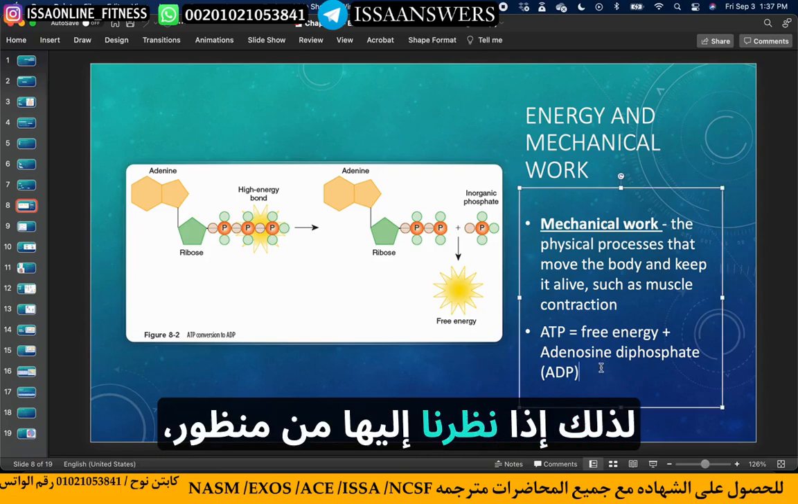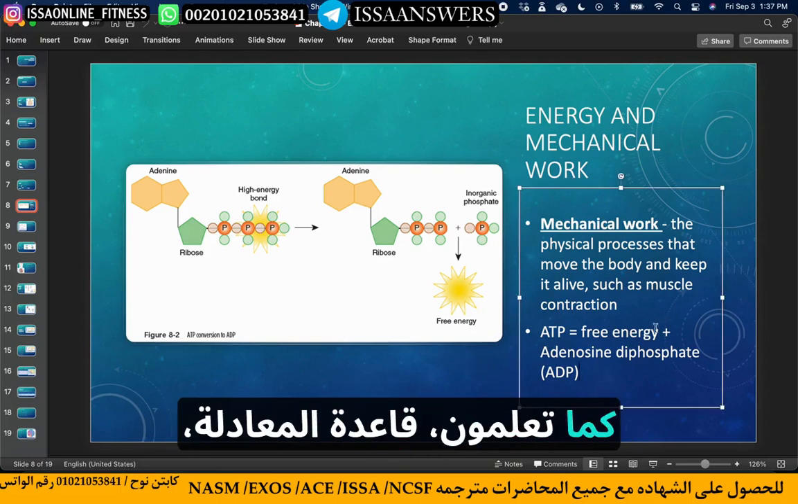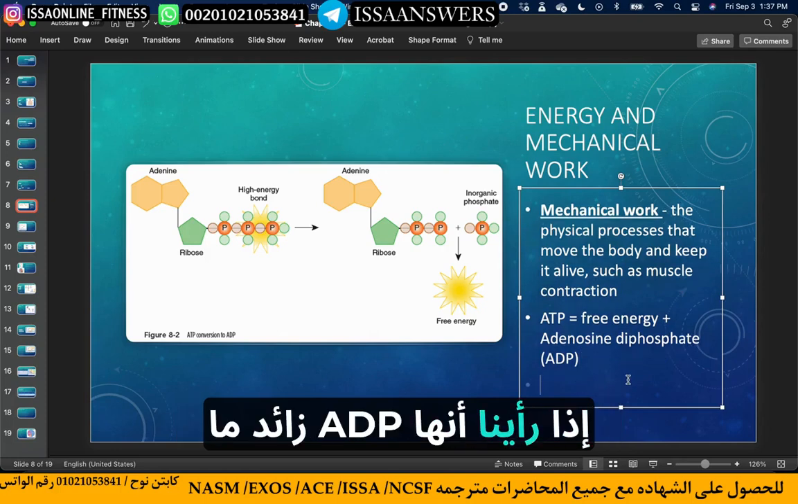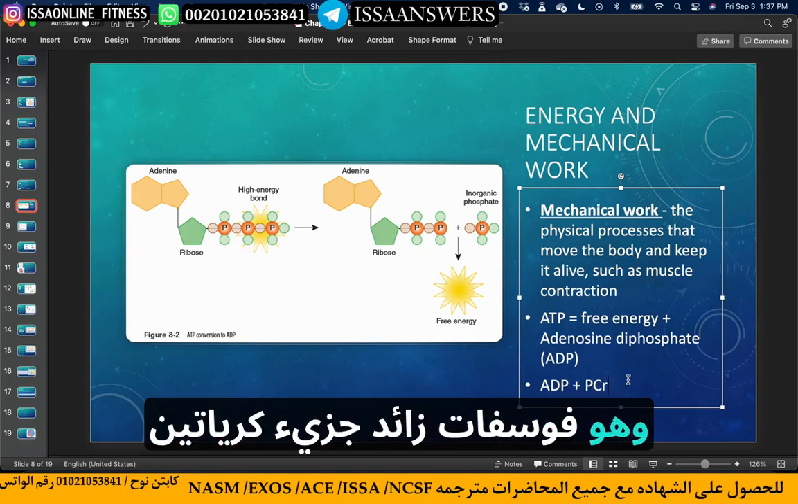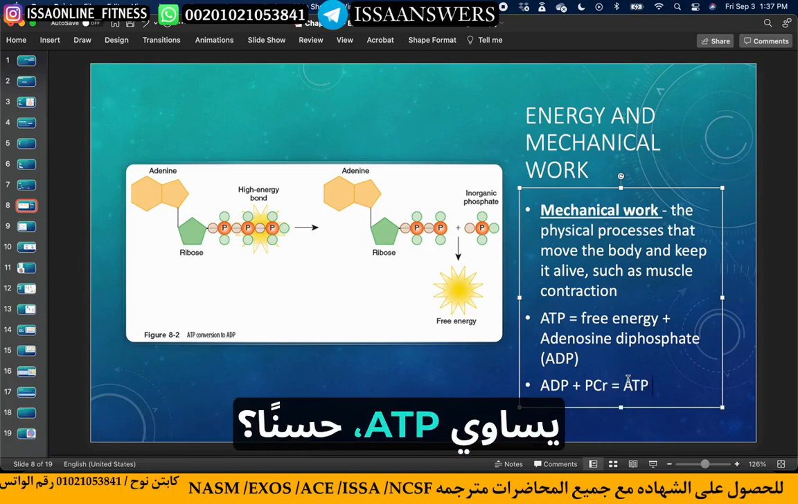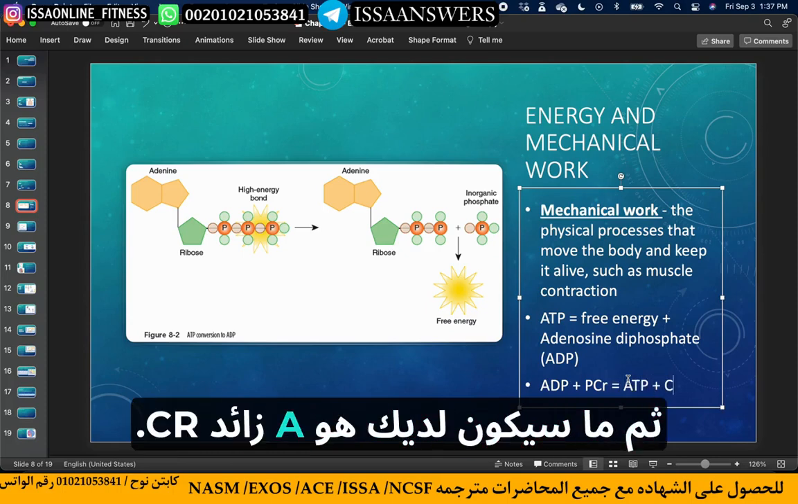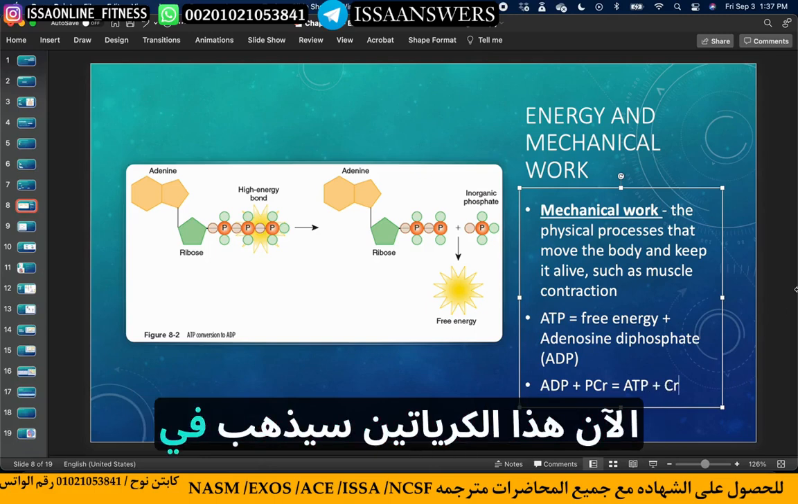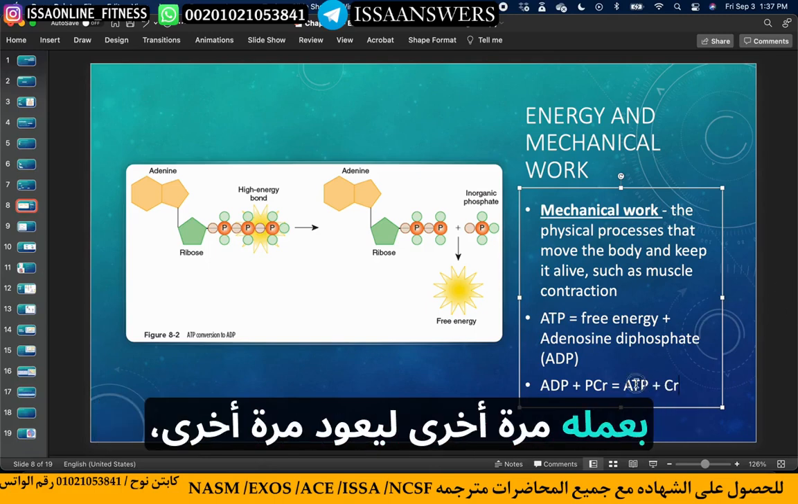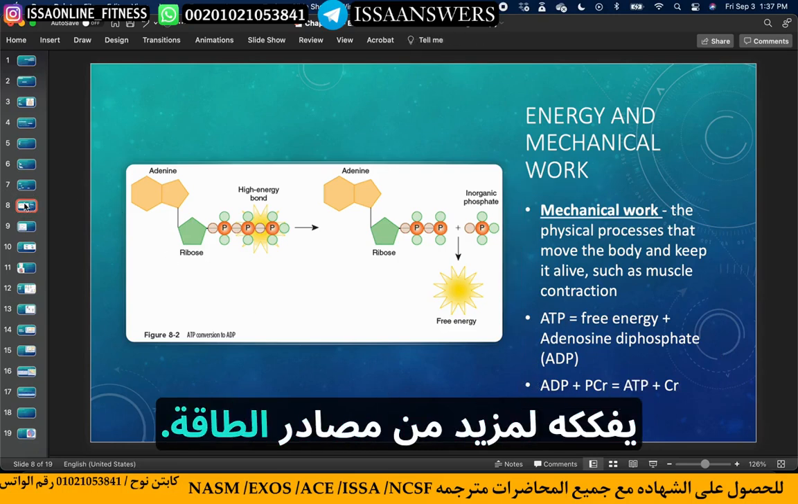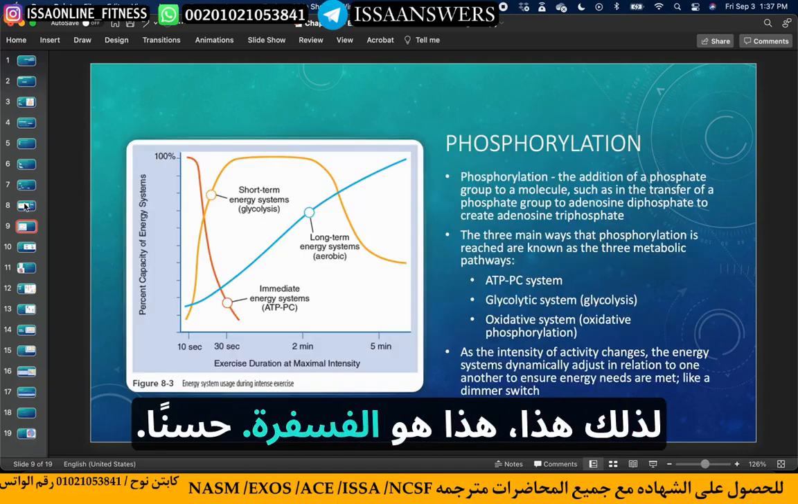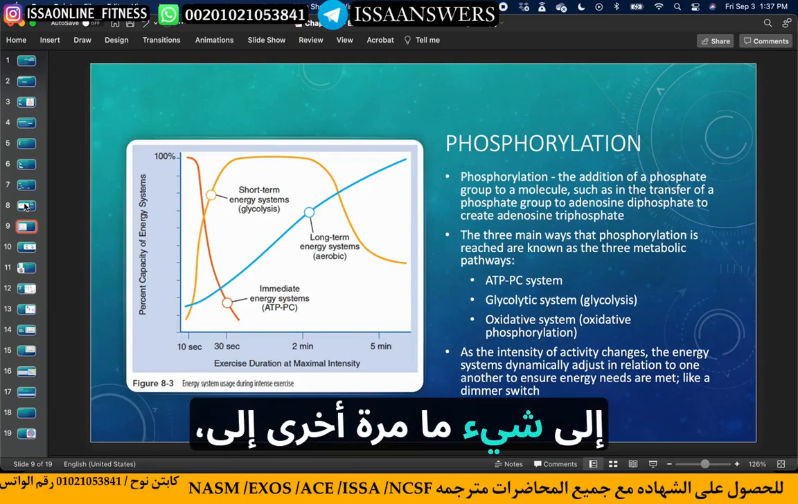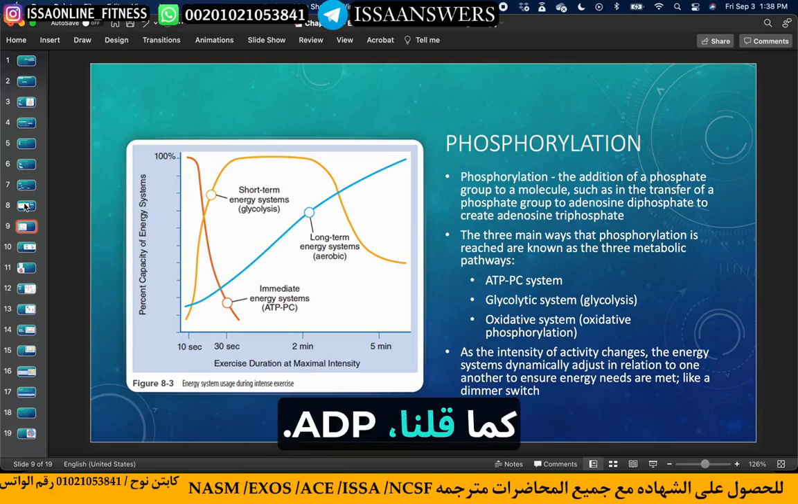So if we looked at it from an equation base, it's ADP plus what we call a phosphocreatine, which is a phosphate plus a creatine molecule, equals ATP. And then what it's going to have is a plus a CR. Now this creatine will go off on its way and it'll separate, and that'll leave ATP left to then do its job again, to circle back around and break it down for more energy sources. So that's phosphorylation, the transfer of a phosphate to something, back into ADP.